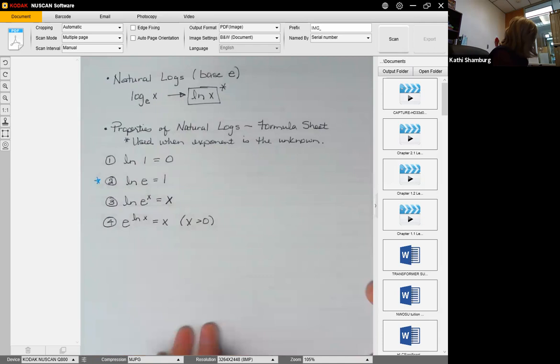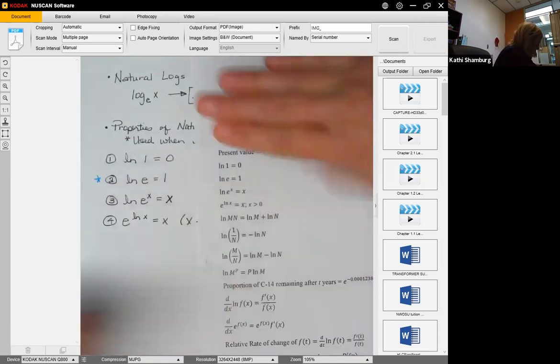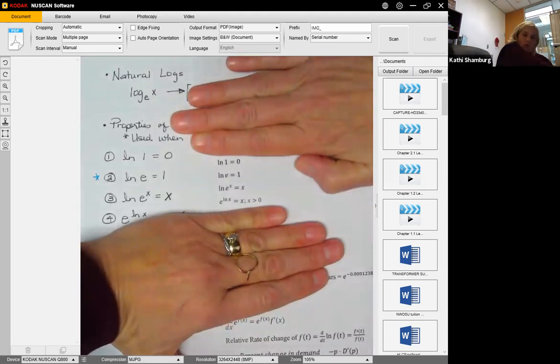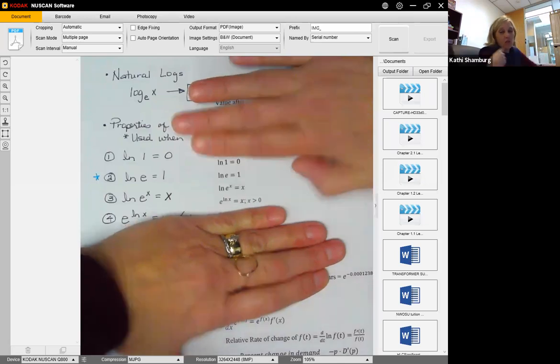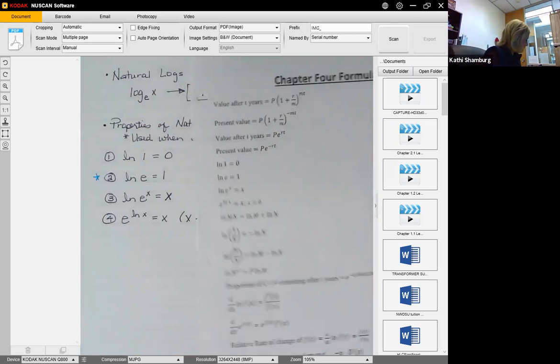Okay, now all of these are on your formula sheet. If you'll look at your formula sheet, they're all right here. So the good news is you don't have to memorize them. It is nice if you get familiar with them enough that you recognize them, but they don't have to be memorized. But you do have to recognize them to at least know where to go back on your formula sheet.